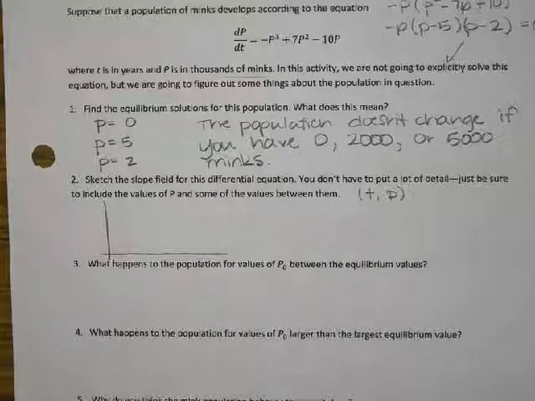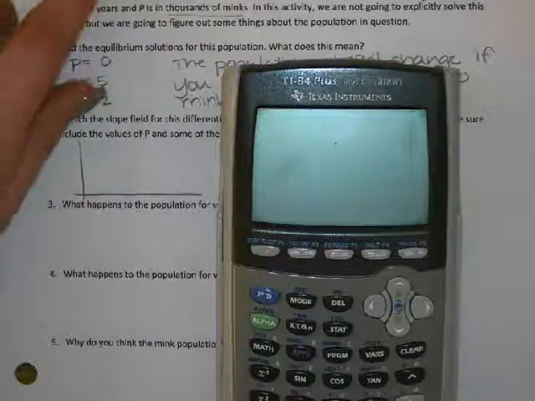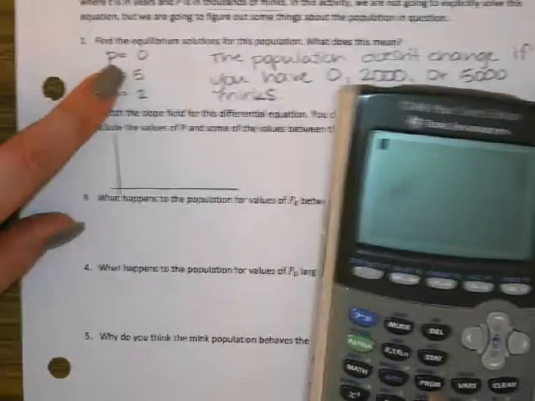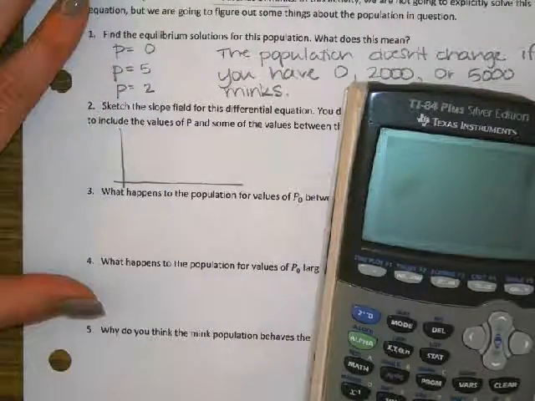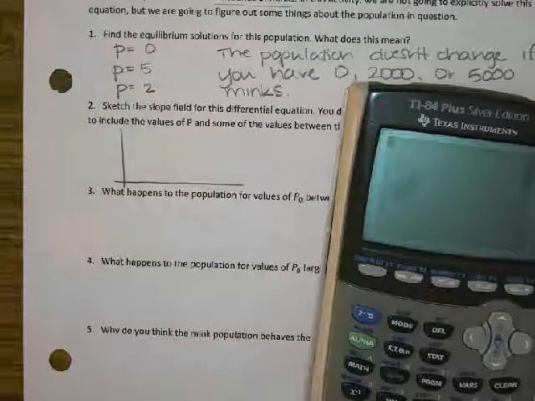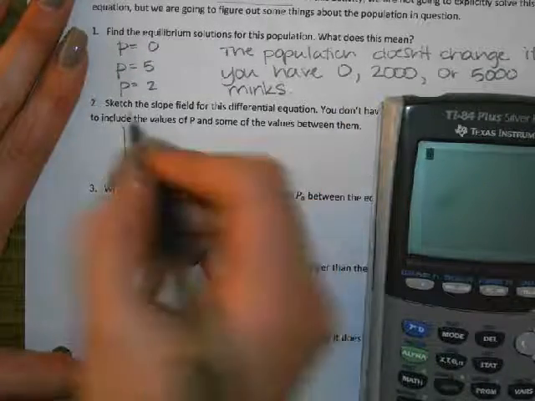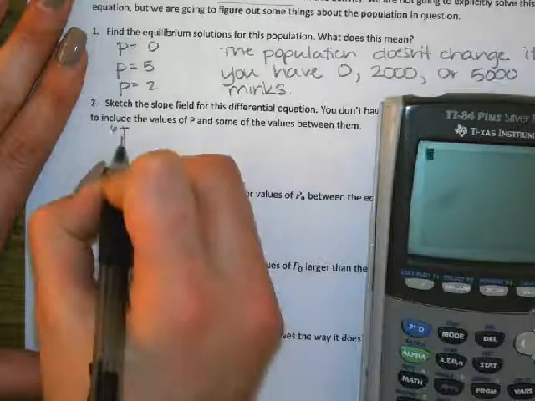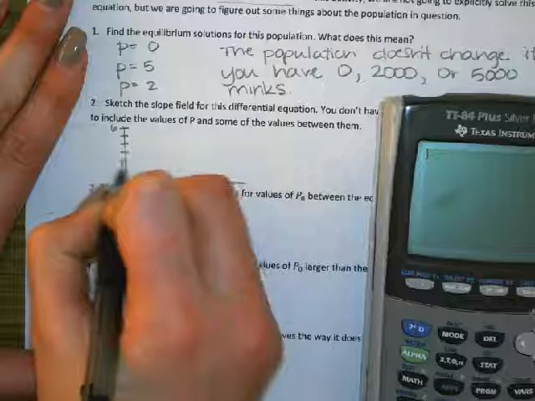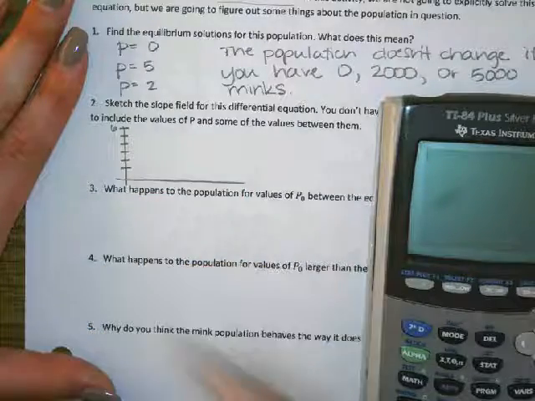So I want you to grab your calculator, and we're going to go ahead and draw this slope field. We don't have to go very far because we're just going to go up to 6. I want to see what happens if we go a little bit past 5. So we're going to do 6, 5, 4, 3, 2, 1. It's not quite evenly spaced.